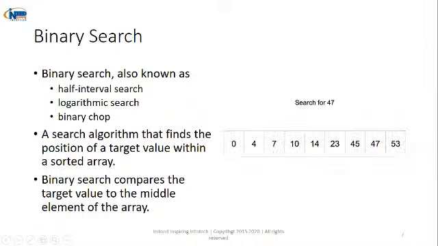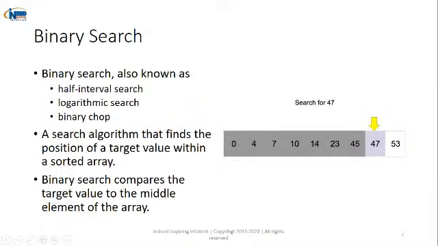Once you divide it, let us see once again. 14 is the center element. Remember, it is in a sorted manner, and the center is 14. So 47 is greater than the center, so we will discard all the left hand side elements. Then again we find the center, and from the center we again discard the left hand side because 45 is smaller than 47.